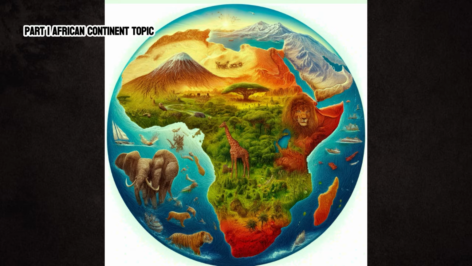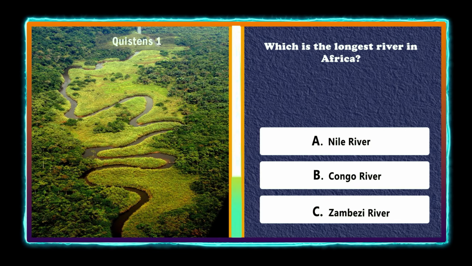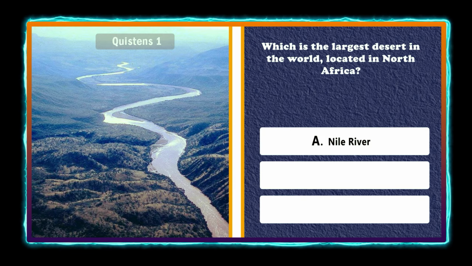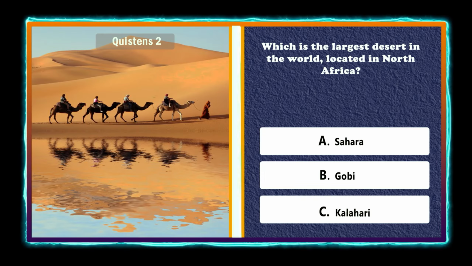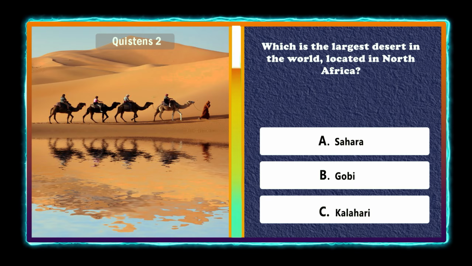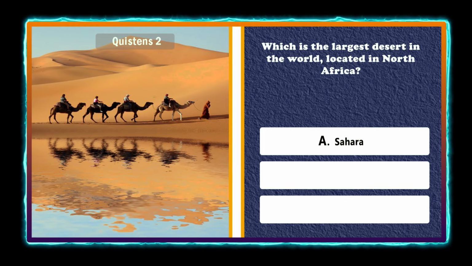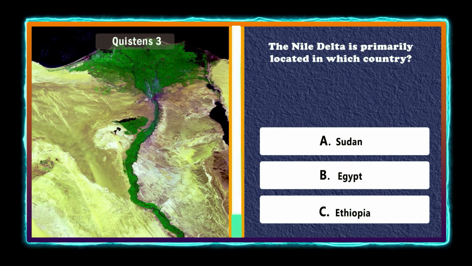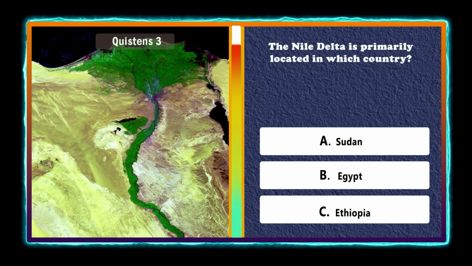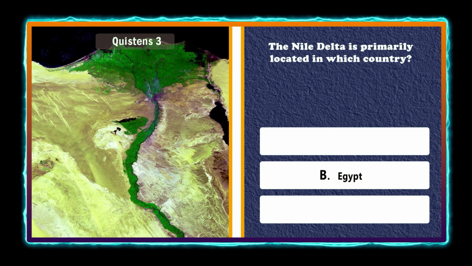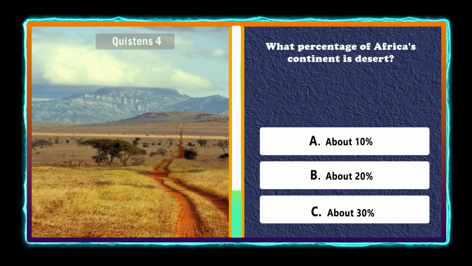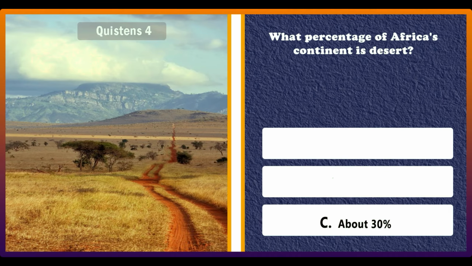Part one, African continent topic. Which is the longest river in Africa? Nile River. Which is the largest desert in the world located in North Africa? Sahara. The Nile Delta is primarily located in which country? What percentage of Africa's continent is desert? 30%.